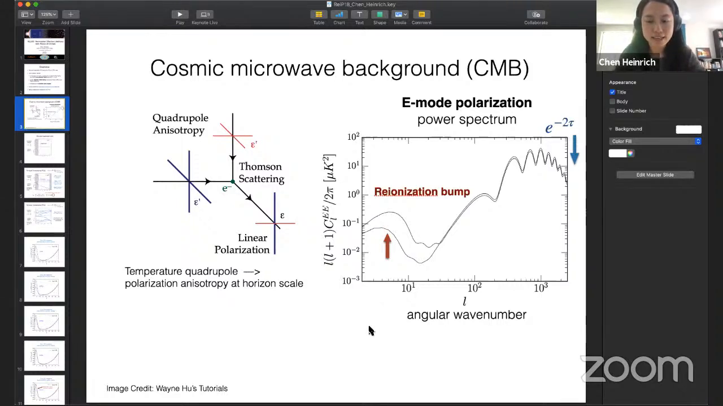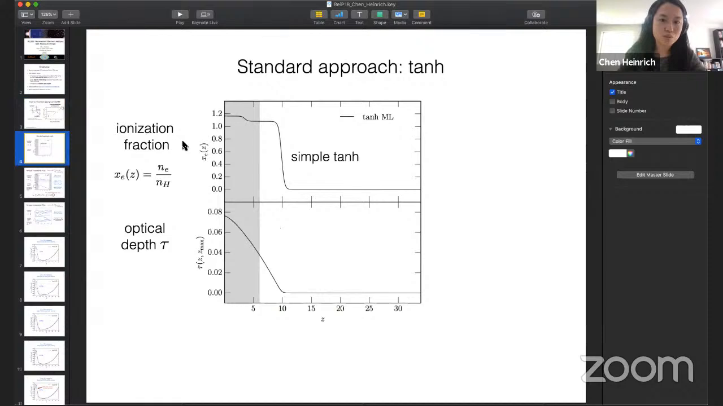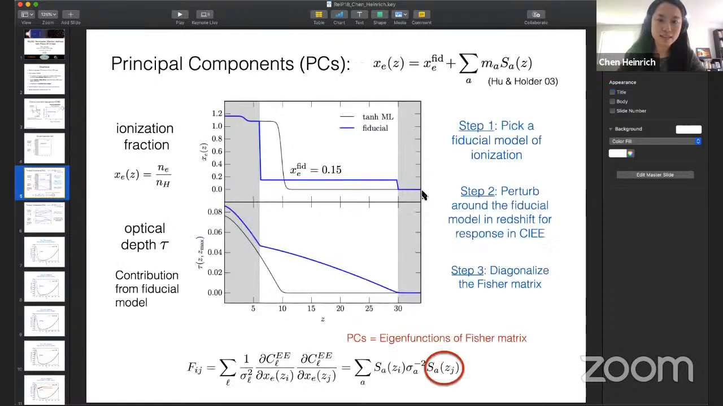However, there's more information you can get from the shape of this bump rather than just its rough height and location. So instead of using the simple step function to parameterize the global ionization fraction, we are going to use the principal component analysis, where you first assume a fiducial model.